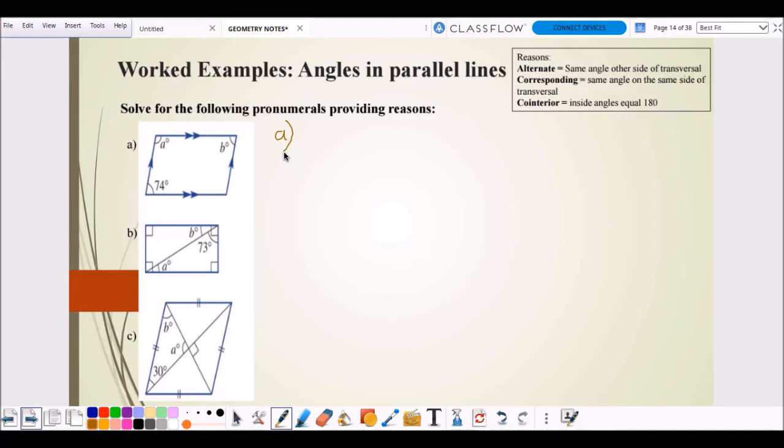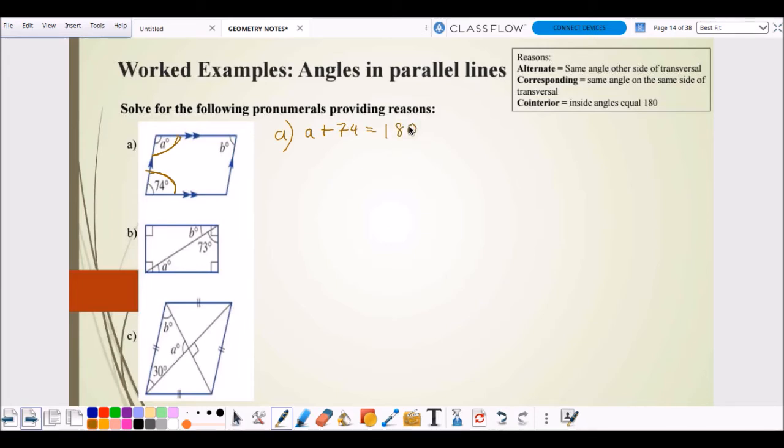Alright, looking at angle A, I can see that you've got 74 and then an unknown angle here. I can also see that these lines are all parallel. Now, looking at this, I can see that there's 2 ways I can figure out what A might be, but the most obvious one is what I'll use for now. I can see that's 74, and this is actually a co-interior angle.